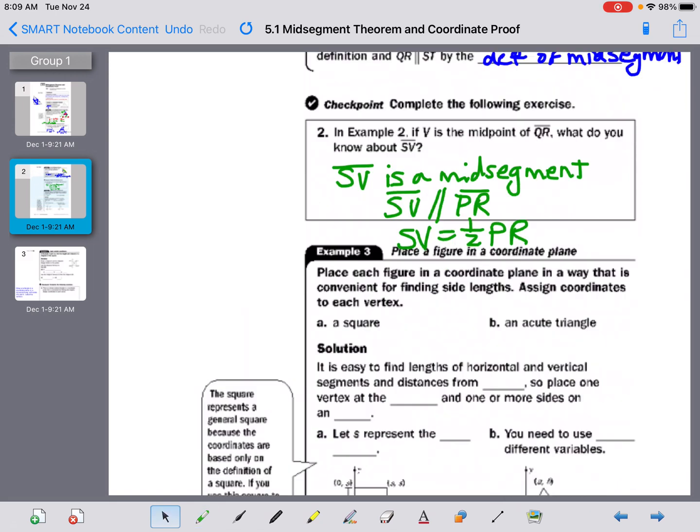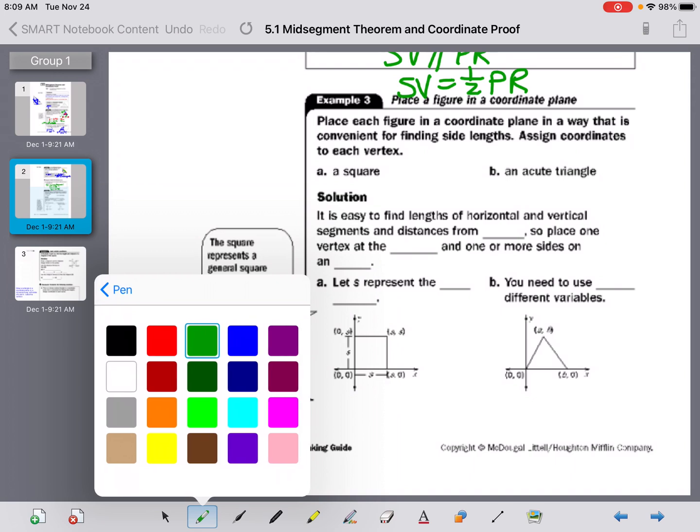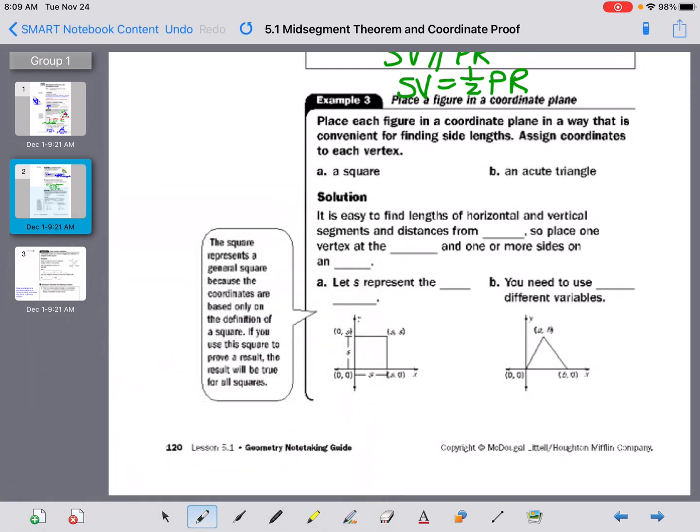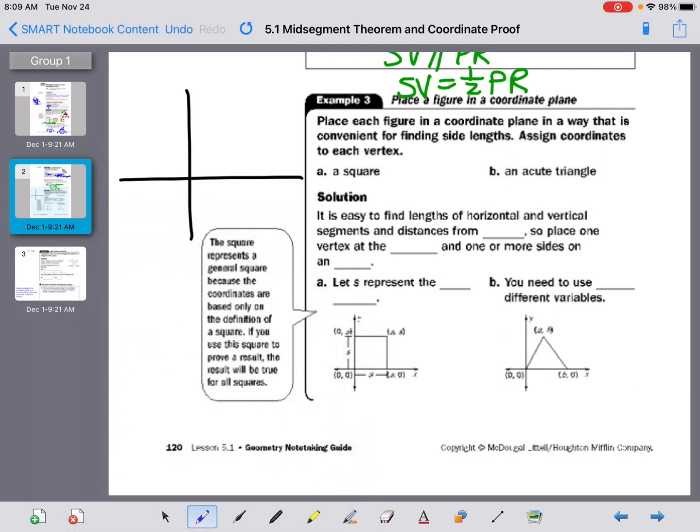All right, let's do a little coordinate proof. It says, placing a figure in a coordinate plane. Place each figure in a coordinate plane in a way that is convenient for finding side lengths, and assign coordinates to each vertex. Okay, let me do one maybe the wrong way first to show you what logically you would do. So I give you a coordinate plane, right? And I say, draw me a square in it, okay? How many of you would draw your square to look like this? Finding points in there and drawing it like that.